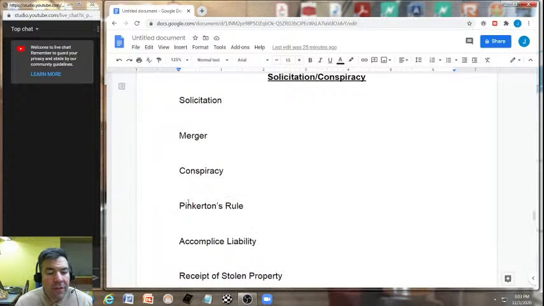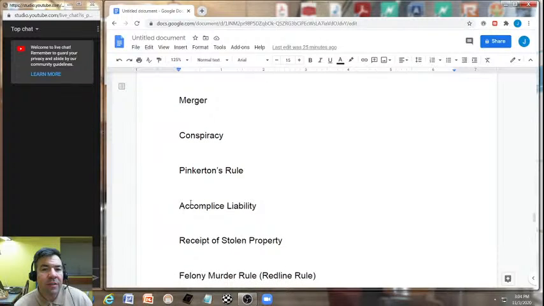Pinkerton's rule is the legal theory that states that all co-conspirators are liable for the actions of other co-conspirators if those actions are in reasonable furtherance of the conspiratorial objective. Stated again, all co-conspirators are liable for actions taken by other co-conspirators if those actions are in reasonable furtherance of the conspiratorial objective.